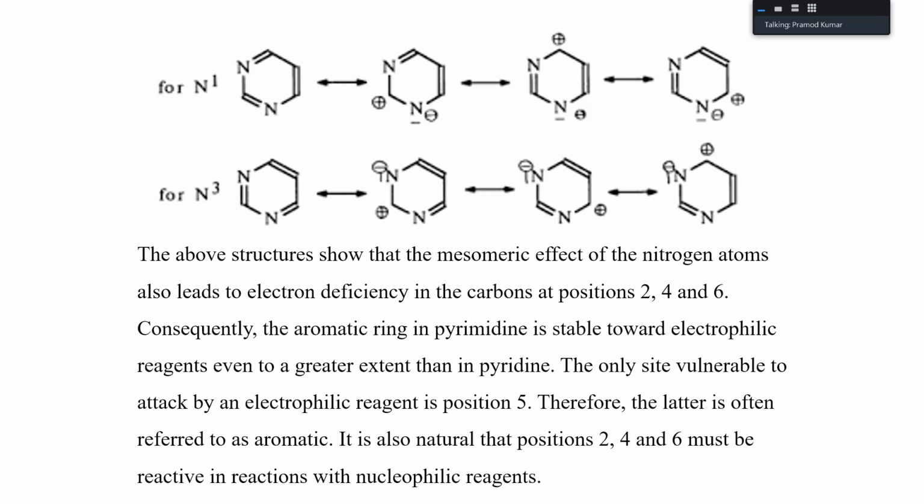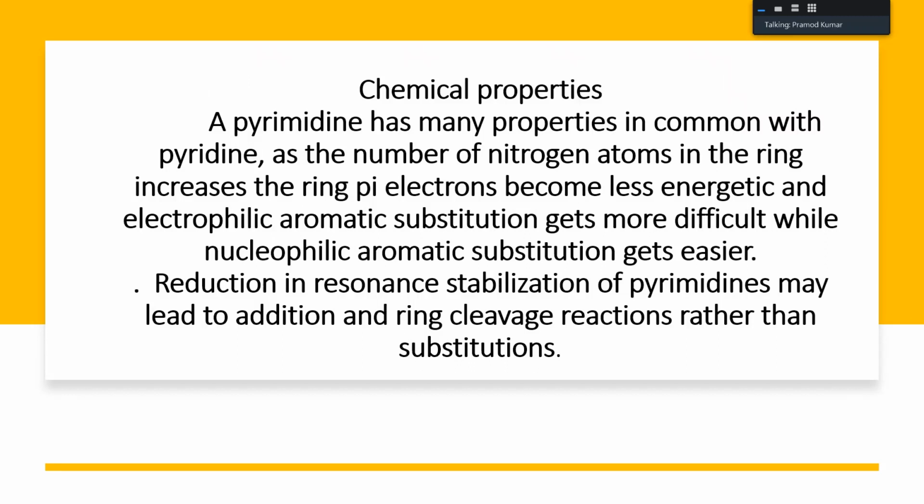You should know this. You have to write the resonance structure and show the charges on the carbon and the nitrogens and explain the reason why. So these are some of the chemical properties. Reduction, resonance stabilized, of pyrimidine may lead to addition or cleavage of the ring. In most cases when there are 2 heteroatoms, it is not stable for reduction. It will undergo ring cleavage.